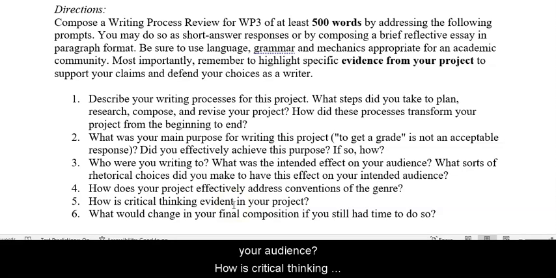How is critical thinking evident in this project? And then if you could take more time, what would you do with it? How would you change, evolve, expand, revise your project if you had the opportunity to do so?